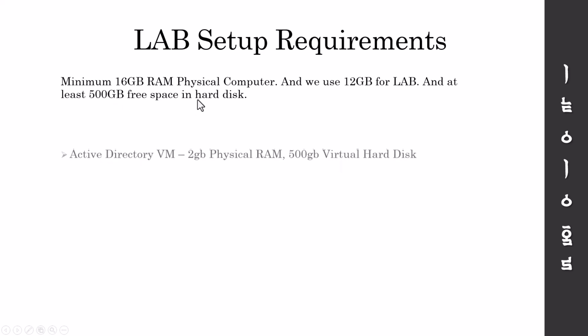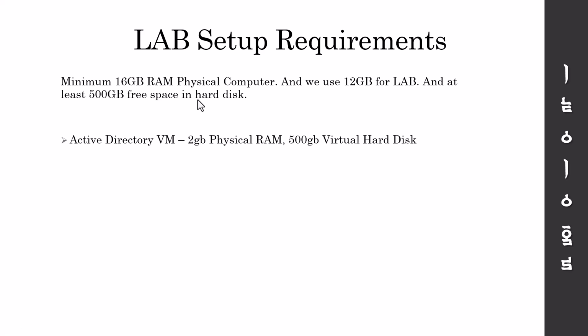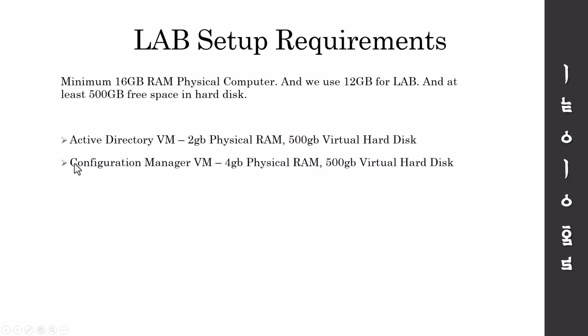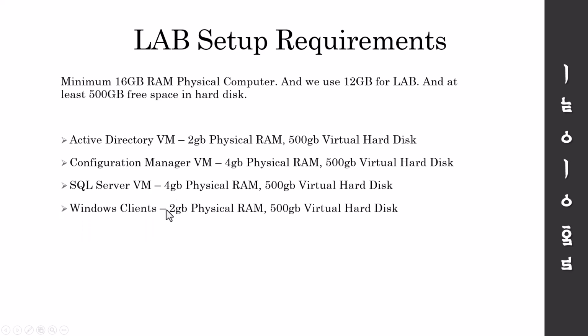For the AD VM, we need 2 GB physical RAM and a 500 GB virtual hard disk. A virtual hard disk is not going to take 500 GB on your physical hard disk. It is initially only about 1020 MB, and whenever you add data to this hard disk, it will increase in size. The next VM is the Configuration Manager VM, which needs 4 GB physical RAM, and the SQL Server VM, for which we can use 4 GB as well. For Windows clients, 2 GB for each client. You can use one Windows 10 computer, or if you have more RAM, you can use a number of Windows 10 virtual machines.